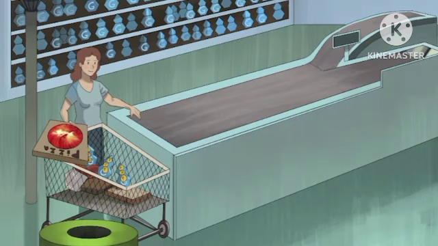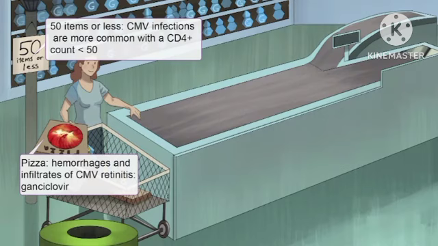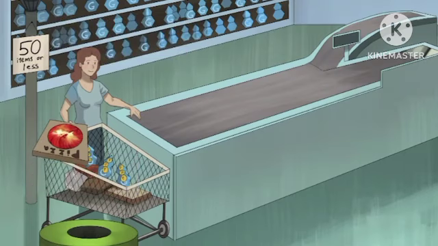The woman holding that likely preservative-ridden frozen pizza is highlighting the classic hemorrhages and infiltrates seen on examination of the retina. CMV infection can involve retinitis, esophagitis, and central nervous system involvement. And remember, on an exam, the scenario will likely involve a patient with CD4 counts less than 50, as represented by the 50 items or less sign. Convenient.